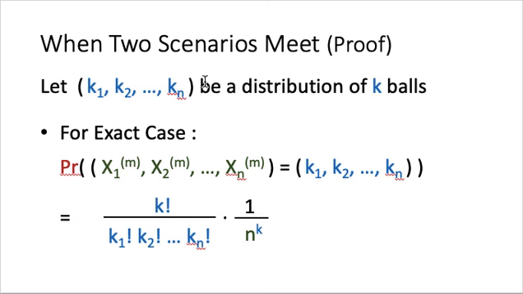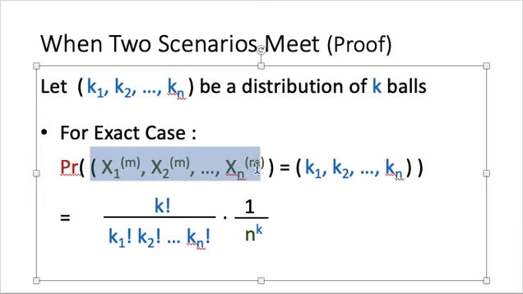And then each of these values is a non-negative integer. Now for the exact case, the chance for the distribution of balls to be exactly k1, k2, up to kn will be equal to k factorial divided by k1 factorial, k2 factorial, up to kn factorial, multiplied by 1 over n to the power k.